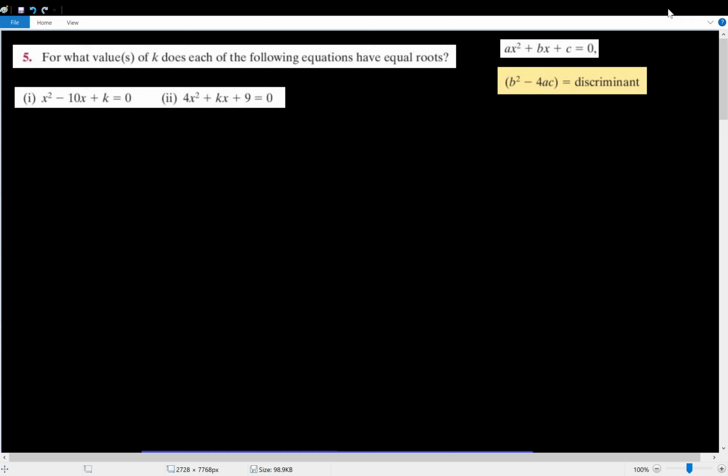This is question 5, parts 1 and 2 from exercise 2.2 in Text and Test 4 New Edition. For what value or values of k does each of the following equations have equal roots?